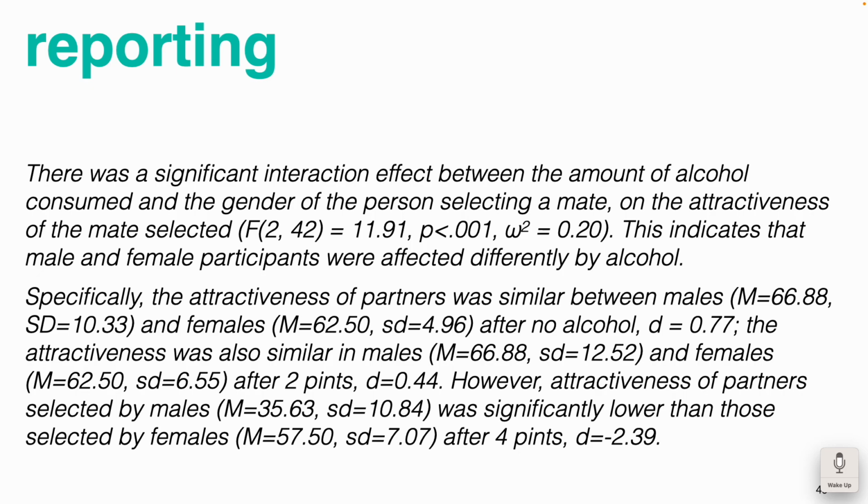So what this is doing is we're looking at pairwise comparisons of all 6 combinations, right? Male and female, and then 0, 2, and 4 pints. There's 6 different means that we're comparing. We compare them all probably with Tukey's HSD, and we find that there's a significant difference with just that final one.